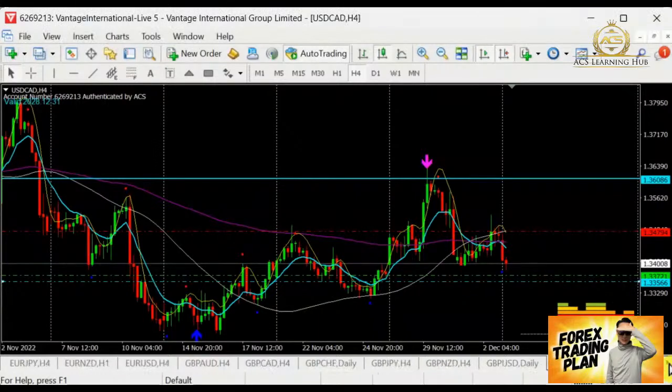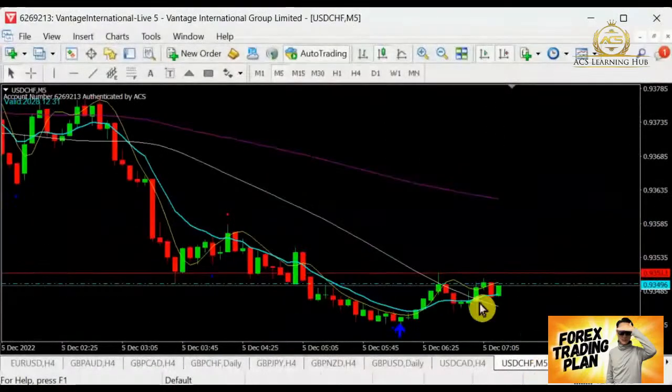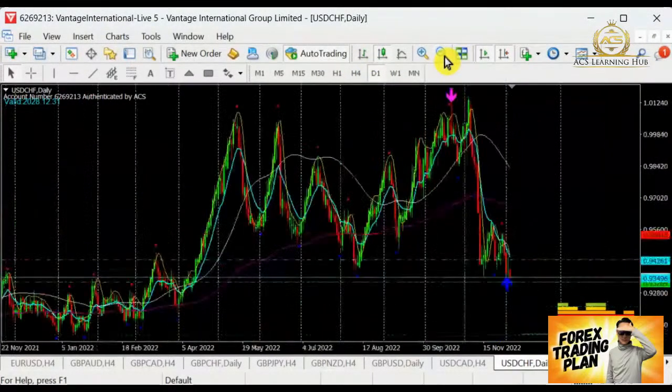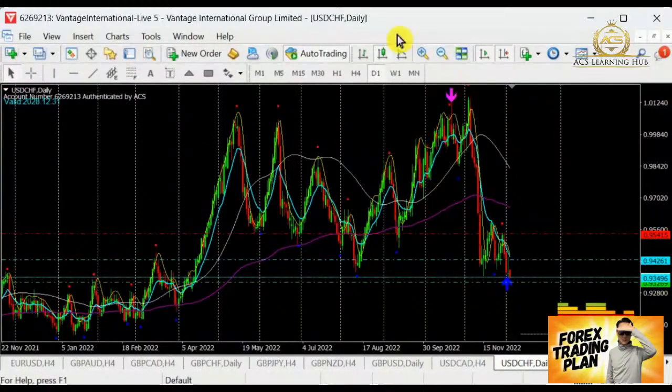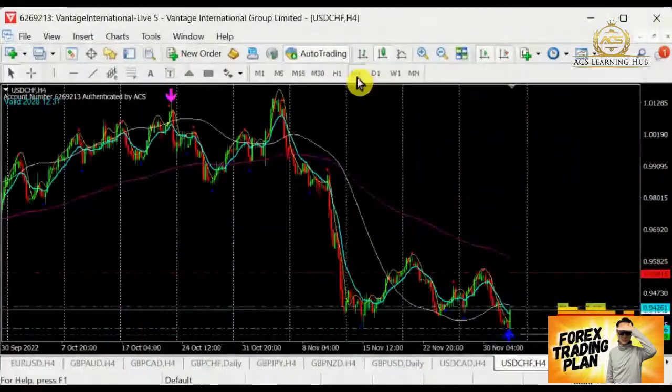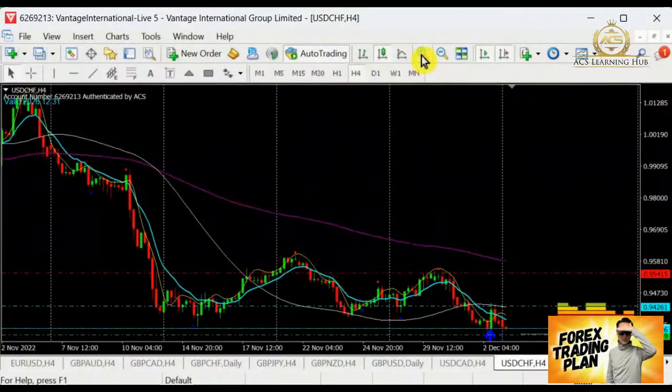Okay, so let's move on to the next one, dollar franc. Well, dollar franc today we are still in the bear, very good, but the dollar franc has actually come to a point where it's on the support. So will dollar franc continue selling? Well, it may have to break the support before we can take action.